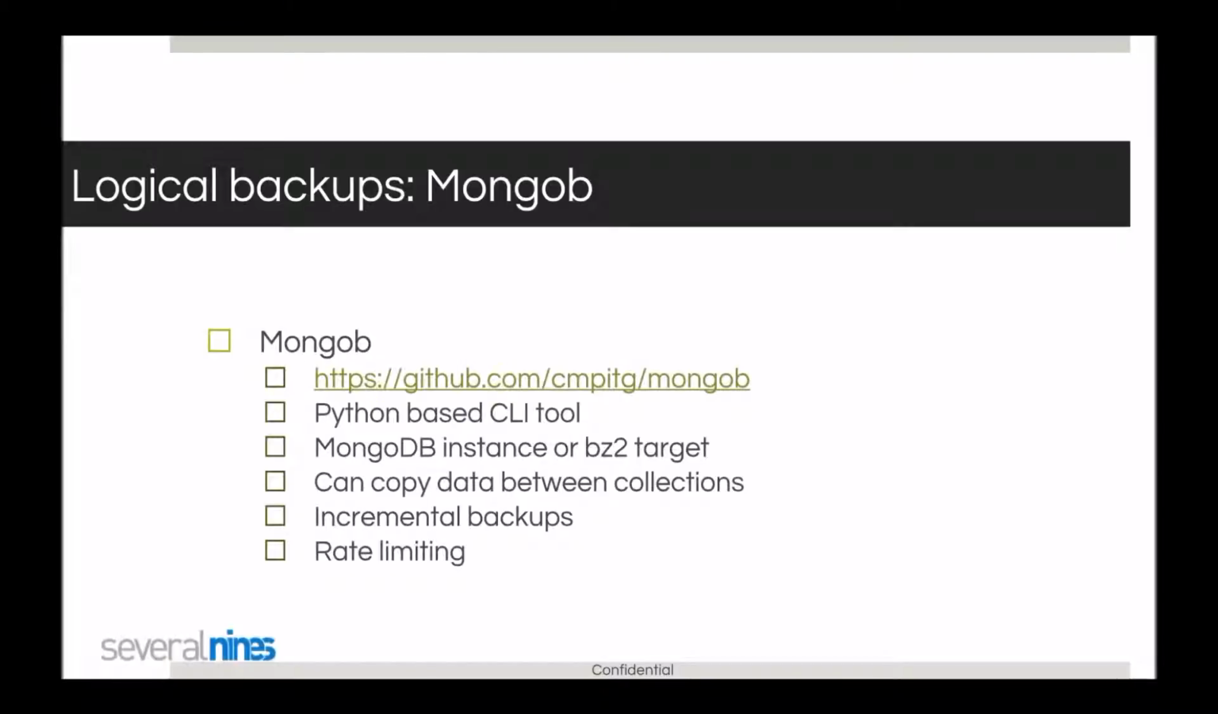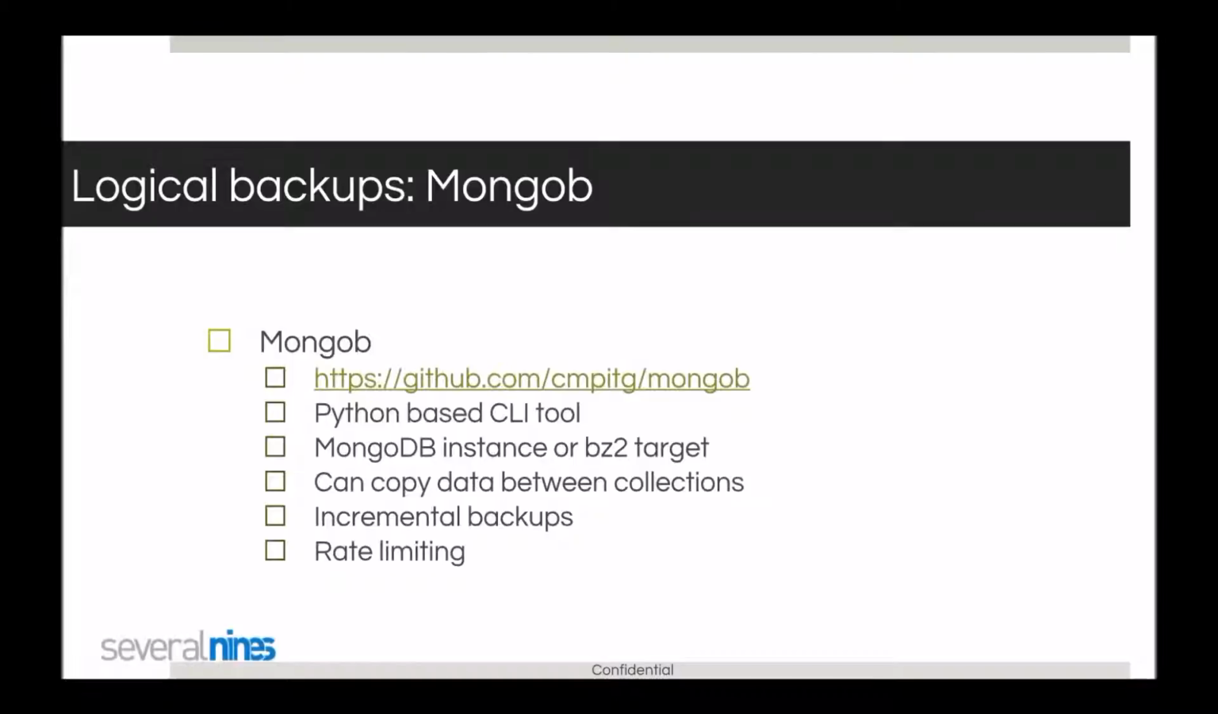Then we have MongoB. MongoB is a Python-based command line tool, and it allows you to specify another MongoDB instance or itself, or a BZ target, and that allows you to either make a file copy on disk or a logical dump on disk, or copy, for instance, data between collections. You can use it to, for instance, populate an existing collection into a new schema. Those are the things you can do with it.